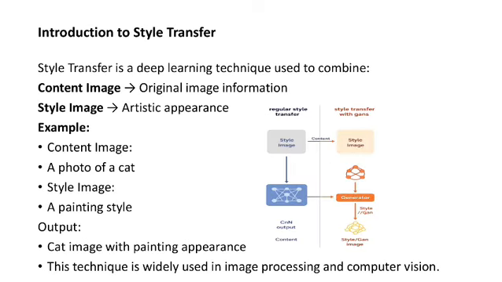Then, introduction to style transfer. Style transfer is a deep learning technique used to combine content from one image and style from another image. The content image provides structure, objects, and layout information. The style image provides artistic appearance such as colors, textures, and patterns.